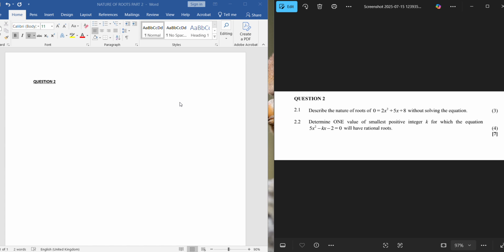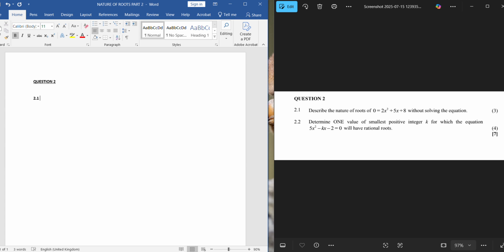Today's lesson, we are going to look at question number 2 from the Department of Basic Education, Eastern Cape, June 2022. That is question number 2 from Eastern Cape. Without wasting any time, let us look at the questions. Question number 2, which is the nature of roots. Then 2.1 reads as follows.